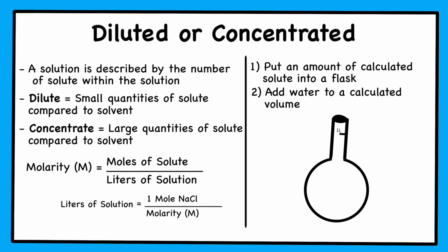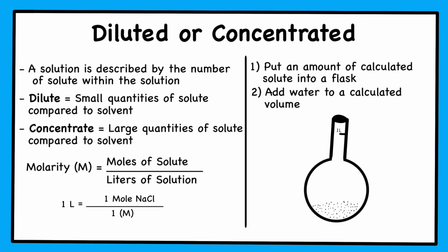If I now divide 1 mole of sodium chloride by 1 molar, then I would get that we need to have 1 liter in volume. So I would weigh out our 1 mole of sodium chloride, or 58.44 grams of sodium chloride, put it into a volumetric flask. I would then add water until the solid dissolves. Then I would add additional water until I have reached the 1 liter mark, and then mix my solution. Now I would have a 1 molar solution of salt water.